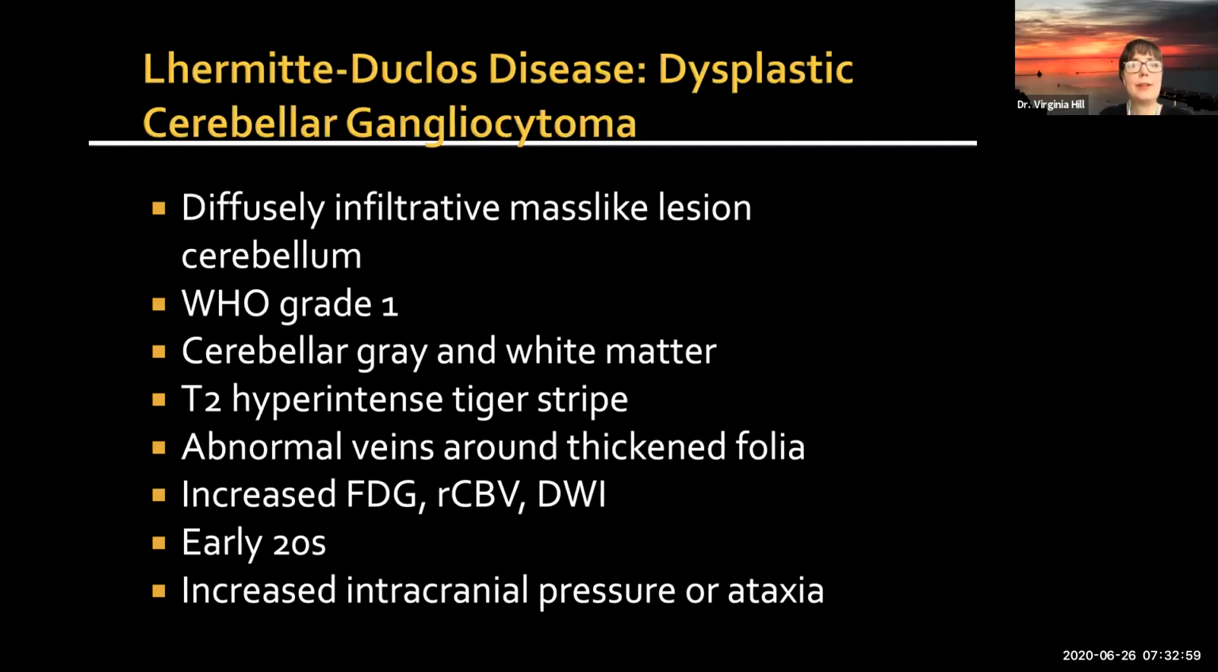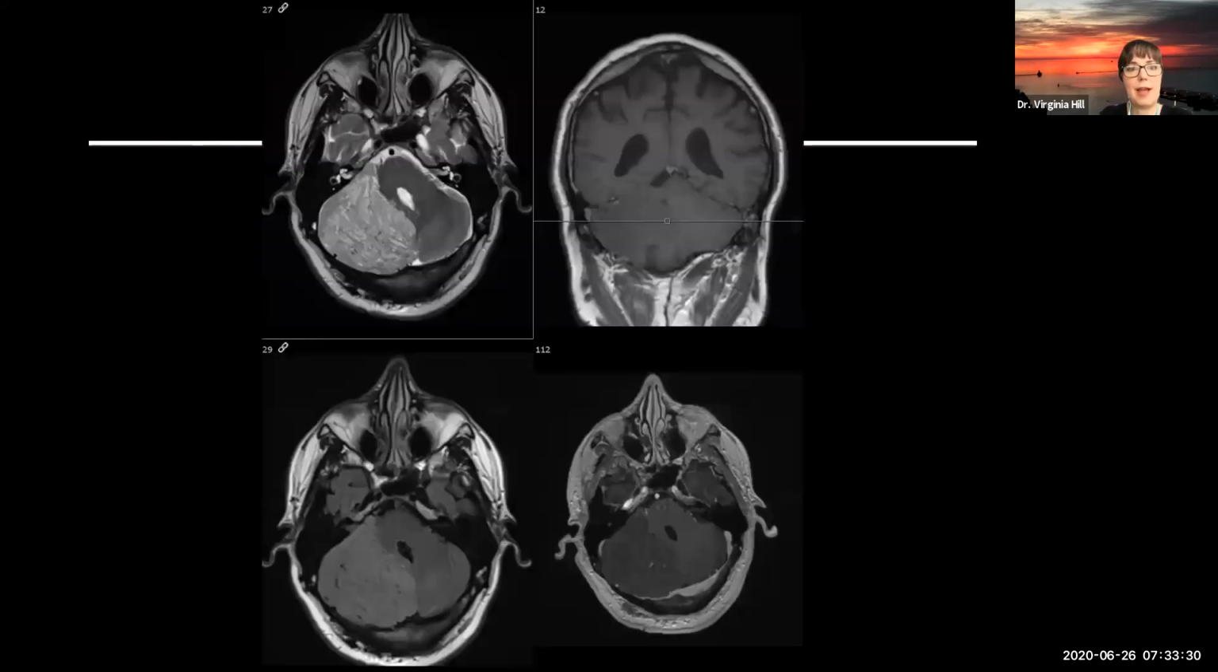And Lhermitte-Duclos is basically a dysplastic cerebellar gangliocytoma with a diffusely infiltrated mass-like lesion in the cerebellum, WHO grade 1. It involves the gray and white matter. It has a T2 hyperintense tiger stripe appearance, and there will be abnormal veins around the thickened folia. You can have increased FDG uptake, relative cerebral blood volume, and diffusion restriction in these tumors. They occur in people in their early 20s, and they can cause increased intracranial pressure or ataxia.